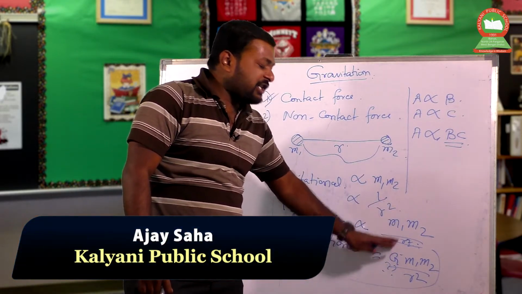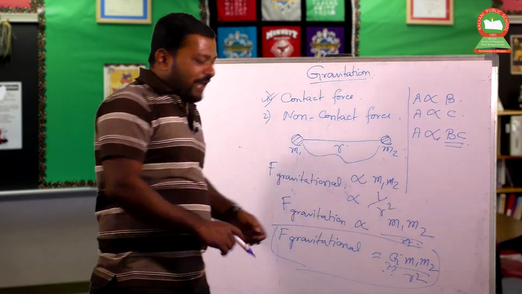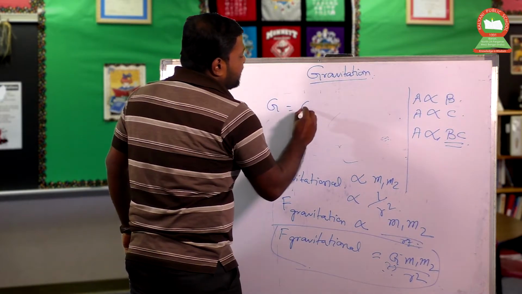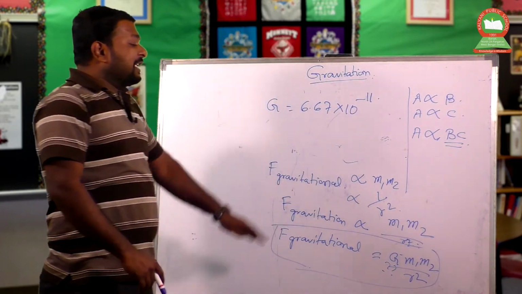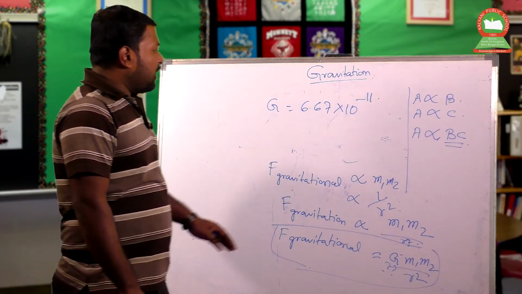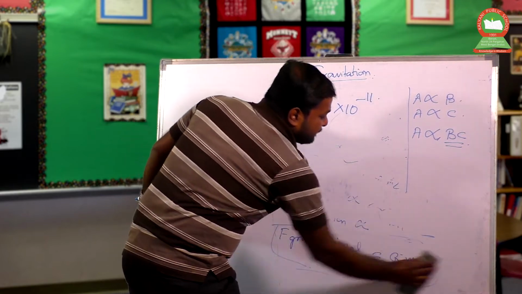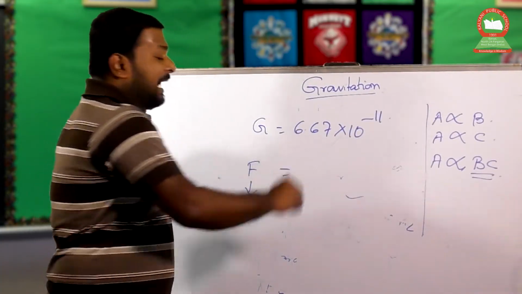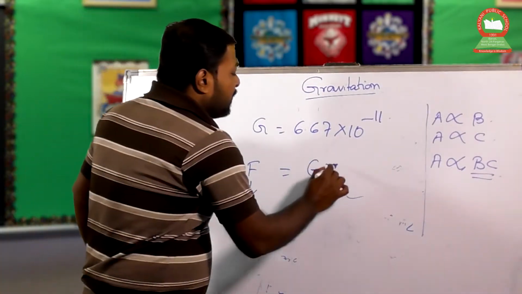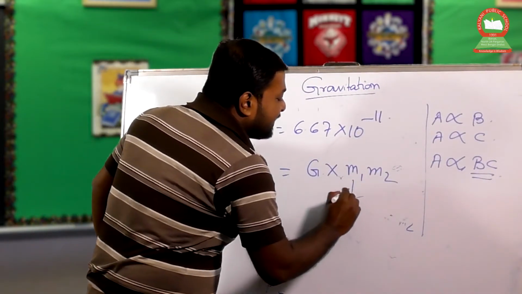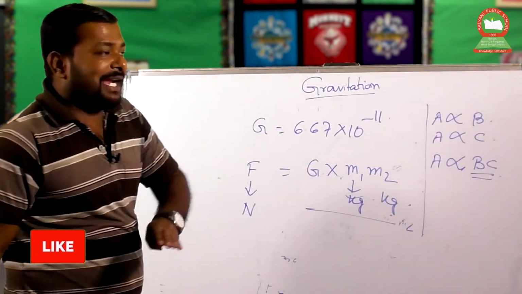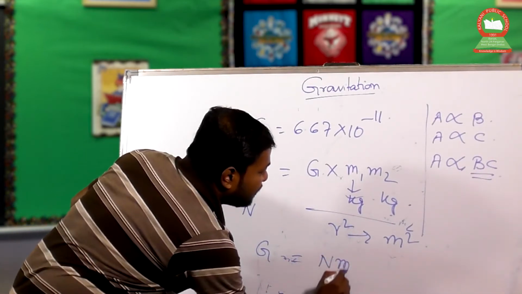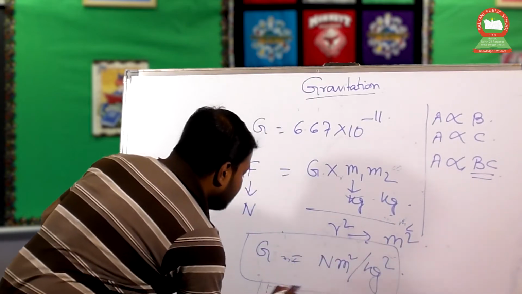Now, this is the gravitational constant, symbolized by capital G, and by a series of experiments it is found that the value of G is equal to 6.67 into 10 to the power minus 11. Now we require the unit of the gravitational constant. How do we identify it? Say F equals G m1 m2 by r square. The unit of F is Newton, and the unit of G we have to derive. The masses m1 and m2 give kg into kg, divided by r square. r is a unit of length, so r square corresponds to meter square. So the unit of G is Newton meter square per kg square.